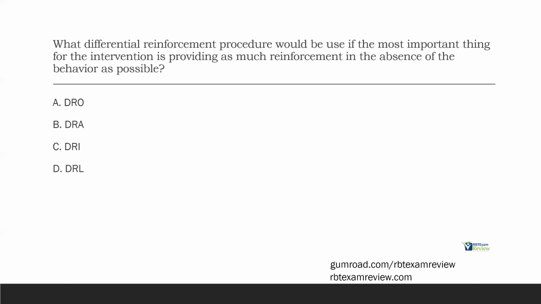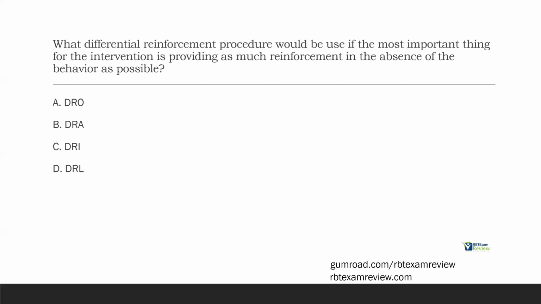What differential reinforcement procedure would be used if the most important thing for the intervention is providing as much reinforcement in the absence of the behavior as possible? Okay, we talked about it earlier. When you saw that word absence, you should immediately know what we're talking about. When do we provide reinforcement in the absence of behavior? What DR plan? Well, what's our checklist? DRO. Is the learner being reinforced for not engaging in a behavior? In this situation, they are. So A, DRO is providing reinforcement in the absence of behavior.